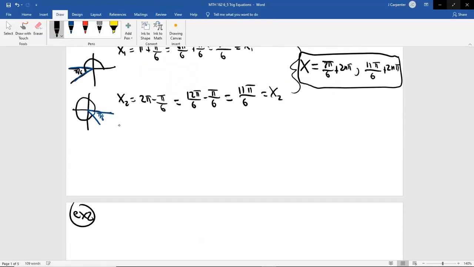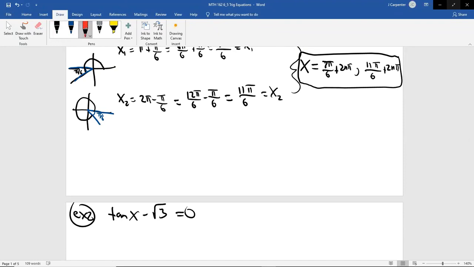Example 2. Let's do tangent of x minus square root of 3 equals 0. I did not write on 0 to pi or 0 to 2 pi or anything like that, so there are no restrictions, which means there should be infinitely many answers. So we're going to have to add one of those things to our cores.